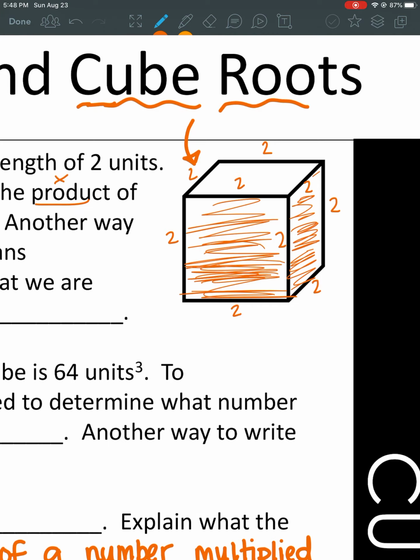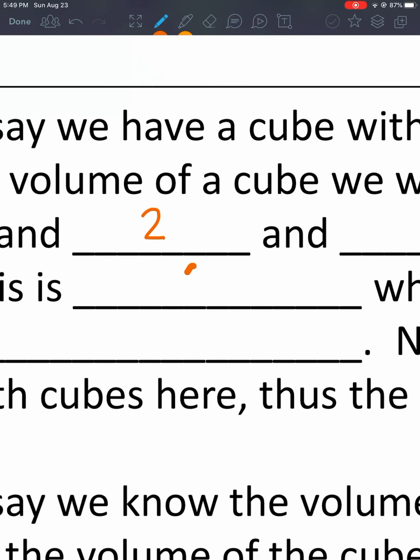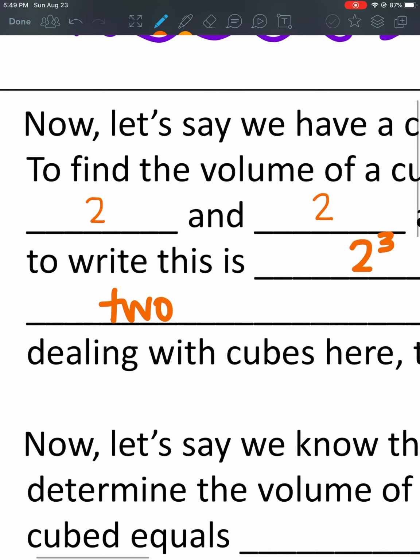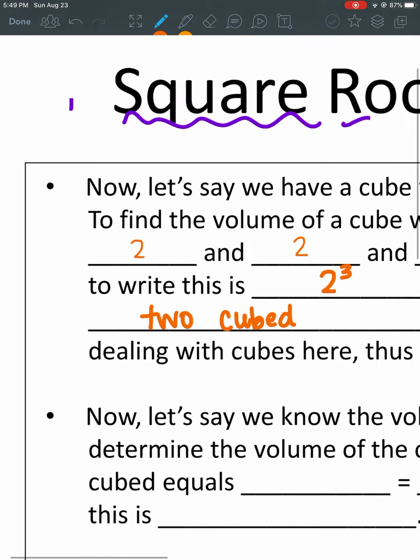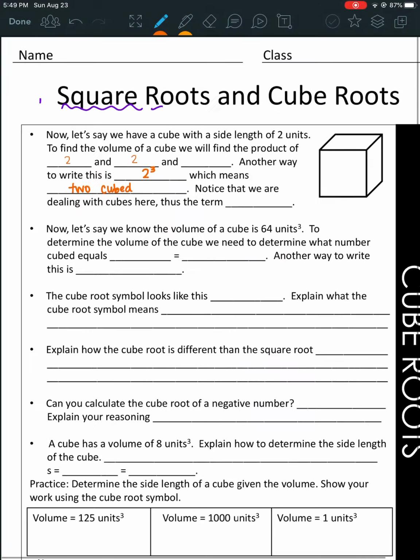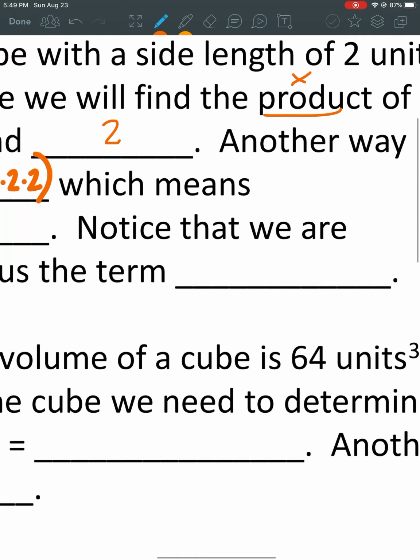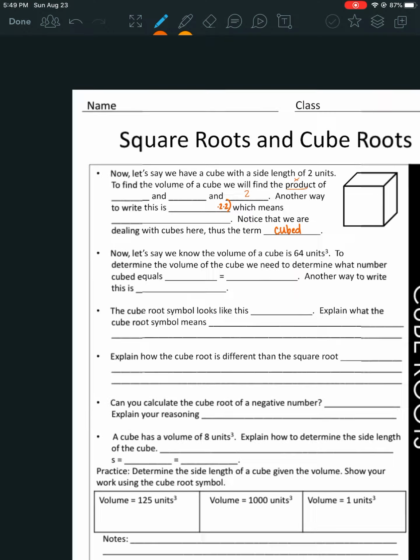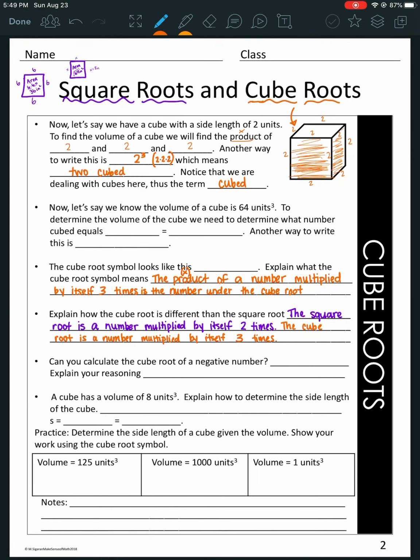Okay, so another way to write 2 times 2 times 2, that is the same thing as 2 cubed. And remember, off to the side here, I'm going to put 2 times 2 times 2, the exact same thing. And so 2 to the 3rd power means 2 cubed. Okay, notice that we are dealing with cubes here, and that's where, like I told you, we get that term cubed.